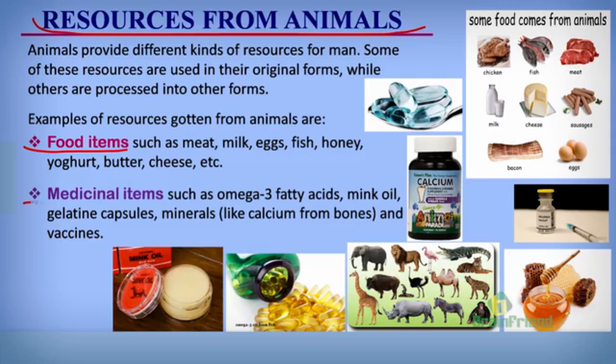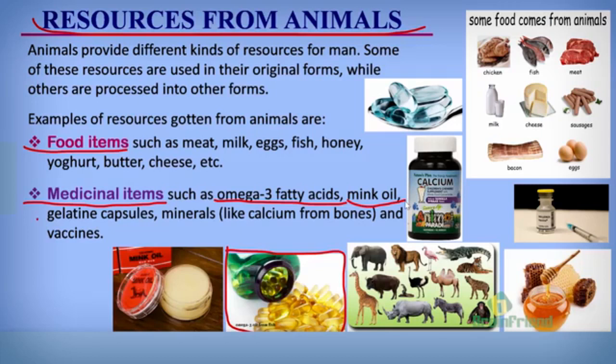We also have medicinal items, just as we have for plants. Animals also provide humans with medicinal items. There are different kinds of medicinal items provided by animals. We have items such as omega-3 fatty acid. This is sometimes called cod liver oil. It is used to treat heart conditions, hypertension, and so on. We also have mink oil. Mink oil is gotten from an animal called mink. Humans can get textile materials from mink, and mink oil serves as medicinal ointment for treating certain ailments in humans. We can use mink oil to treat skin conditions and so on.